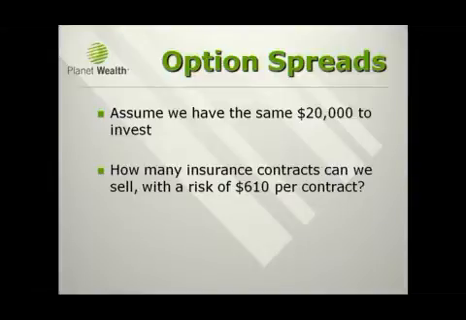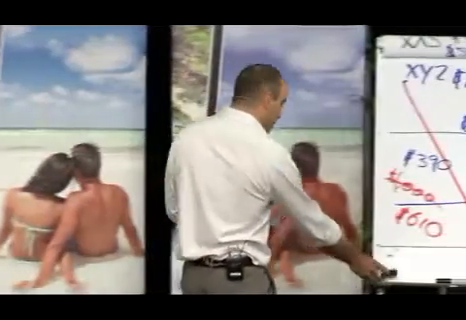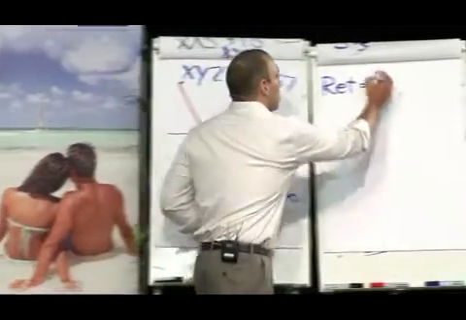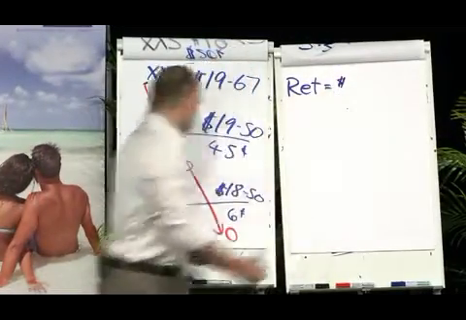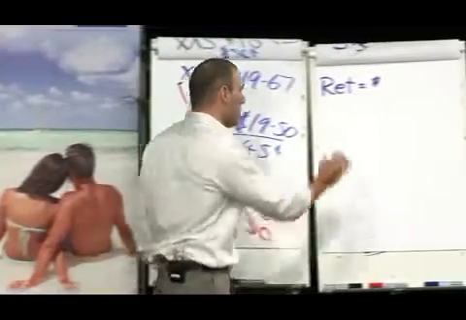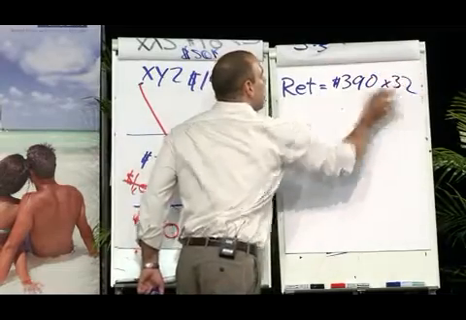If you've got a calculator, you just go 20 grand divided by 610, because that's the risk per contract, and that gives you 32 contracts. So now we can sell 32 contracts for our same risk of 20 grand. So our return is $390. That's what's going in our pocket. And we do that 32 times.